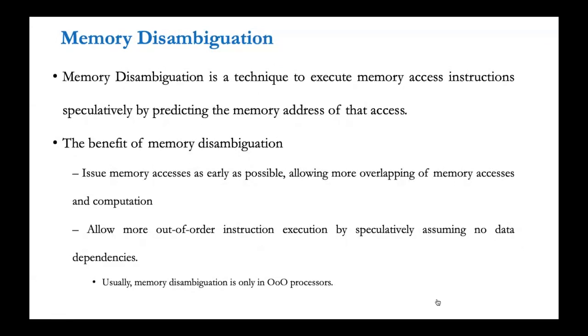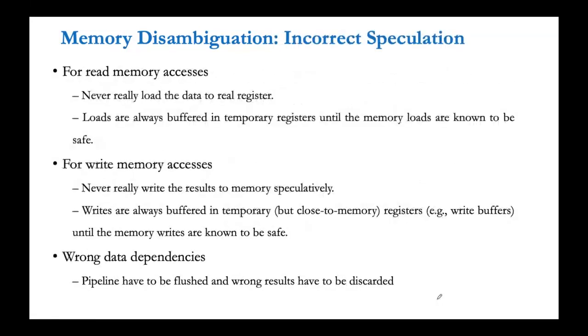So now let us see what happens if the prediction is wrong. Suppose every time the new effective address being calculated is just 4 bytes away from the previous one, meaning it is an incorrect speculation. Then how do we handle the read memory access and write memory access? Just like the procedure we followed in pipelining, we flush.